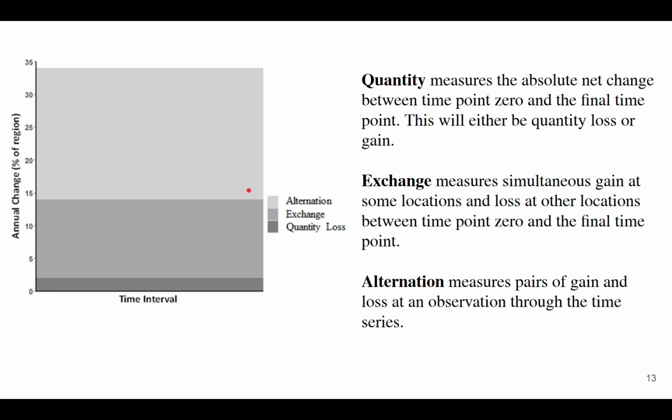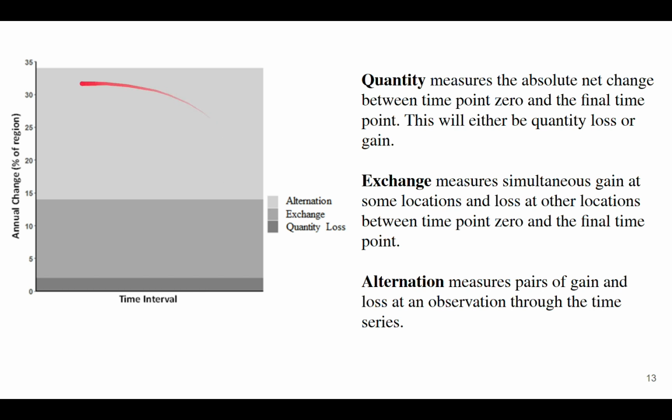Exchange measures simultaneous gain at some locations and loss at other locations between time point 0 and the final time point. For example, a pixel in one part of the study area transitions from absence at 2000 to presence at 2005, and then a pixel in another part of the study area transitions from presence at 2000 to absence at 2005.